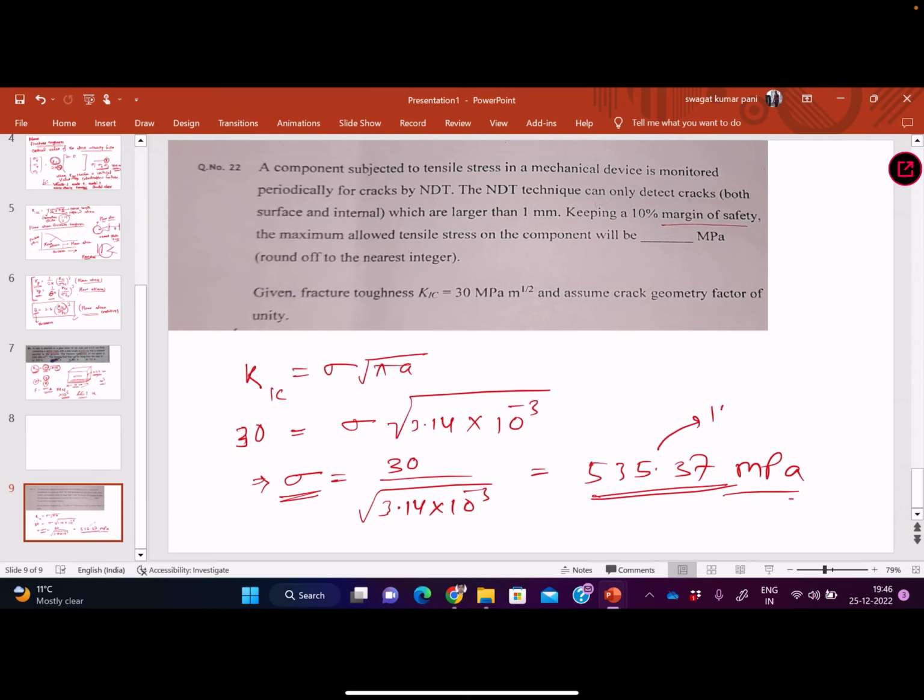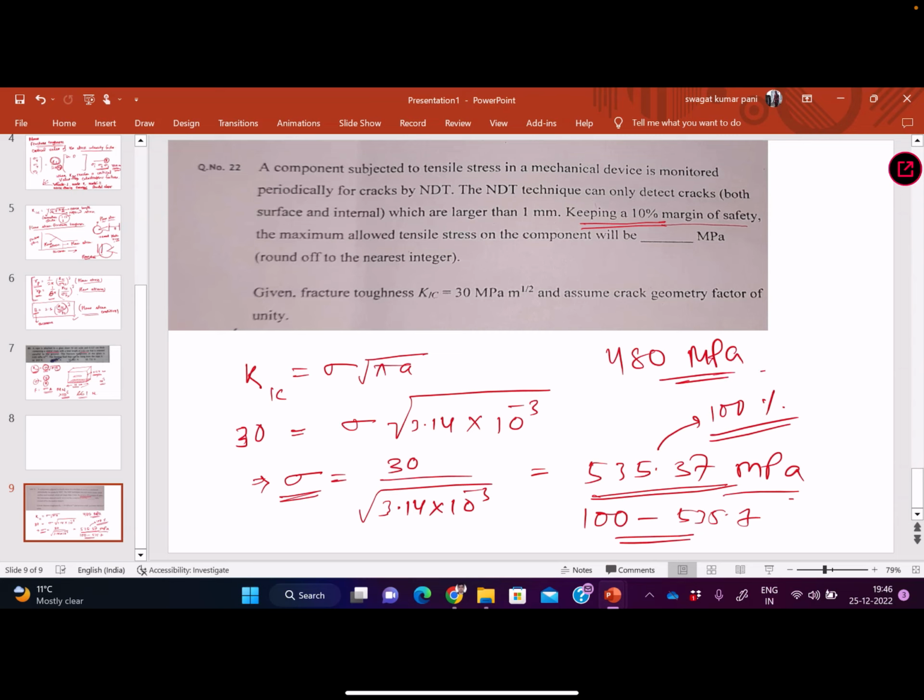So this will be 100%. If it is 100%, we have to keep a 10% margin of safety, so we have to apply 90% of this. If 100 is 535.37, then what is 90? That we have to calculate. This will be somewhere around 480 MPa.